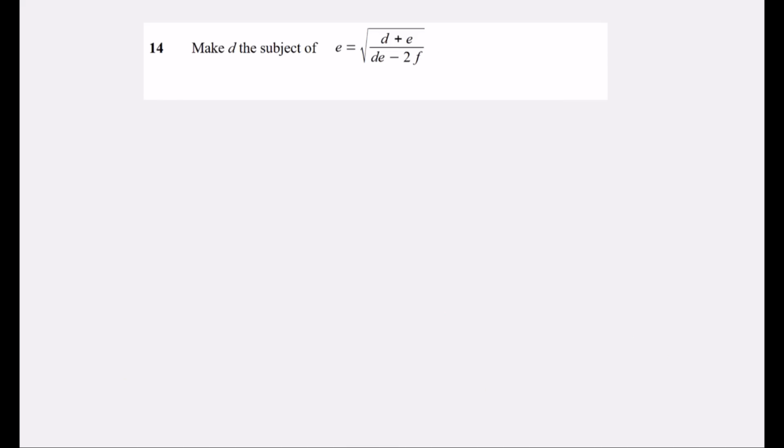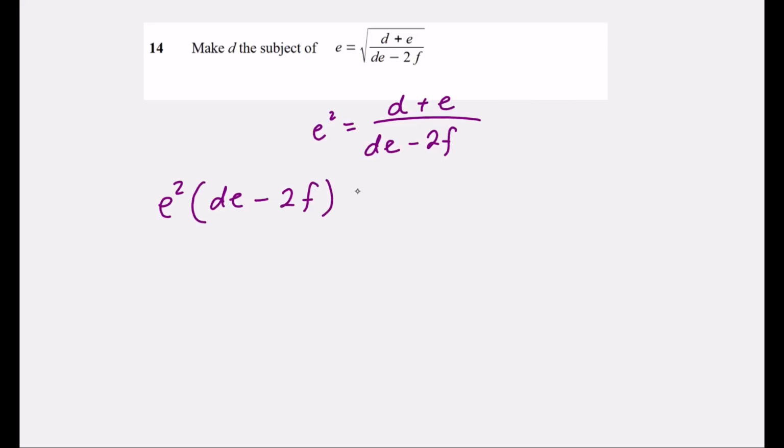Question 14, make D the subject of this. So make it D equals. Let's get rid of the square root first. The opposite of square rooting is squaring. So E squared is D plus E over DE minus 2F. Then let's get rid of the fraction. So multiply both sides by DE minus 2F. So we've got E squared times D minus 2F equals D plus E.